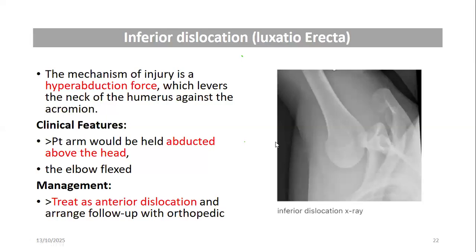This is the inferior dislocation, luxatio erecta. That can happen due to a hyperabduction force. So the clinical features: the patient's arm would be held abducted over the head. Okay, abducted over the head. Elbow is flexed.